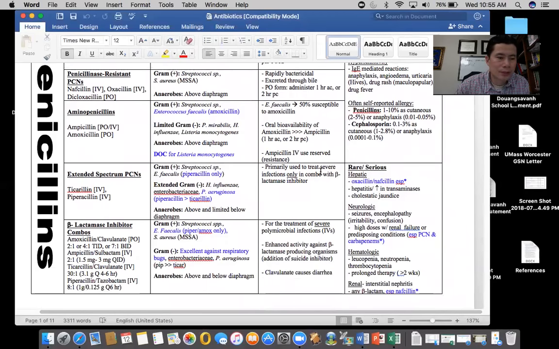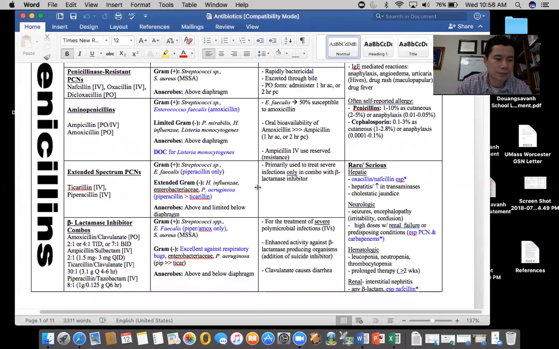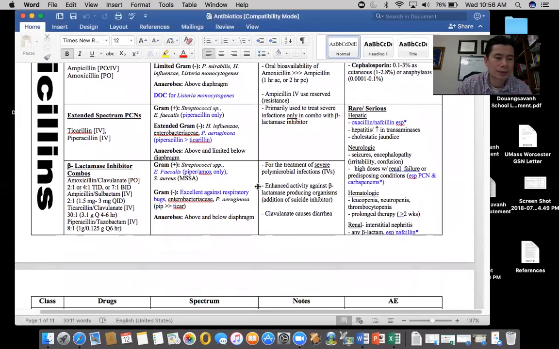Extended spectrum penicillins include ticarcillin, primarily used to treat severe infections in combination with beta-lactamase inhibitors. And of course, with these, it causes more hepatic problems, more liver problems. So you increase your transaminases, and you become more jaundiced than anything else. Here are your beta-lactamase inhibitor combinations with amoxicillin and ampicillin. So ampicillin-sulbactam is Unasyn.